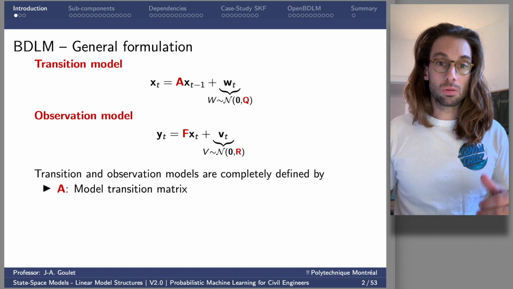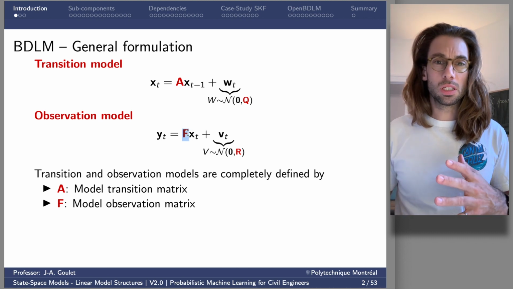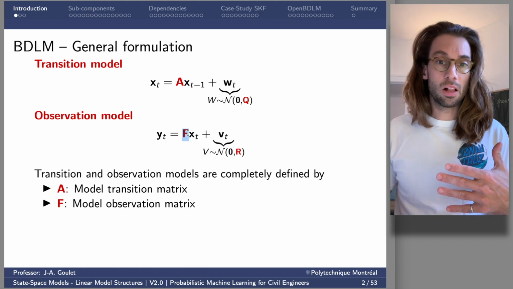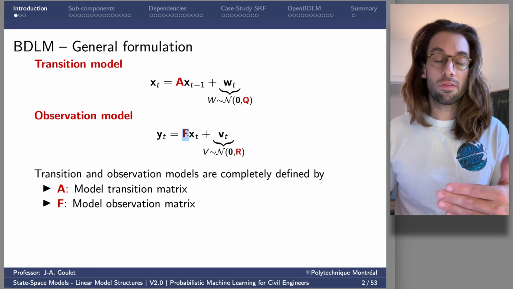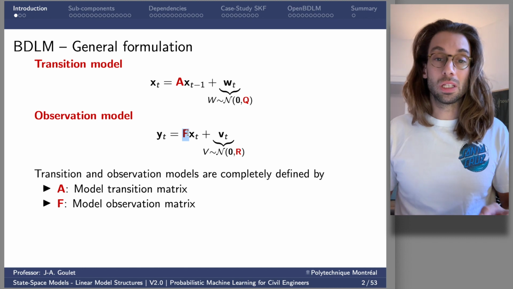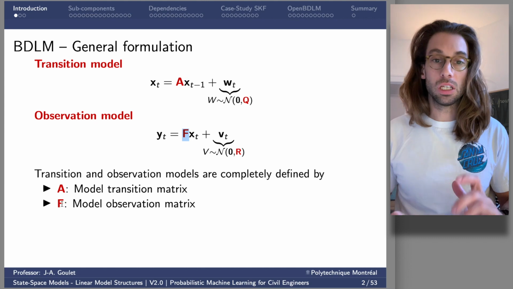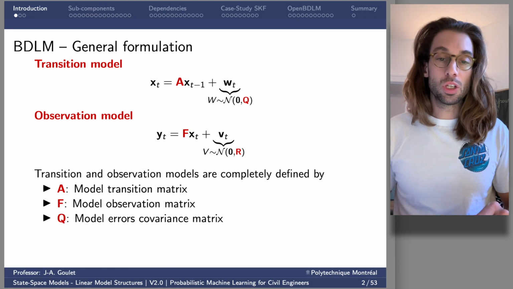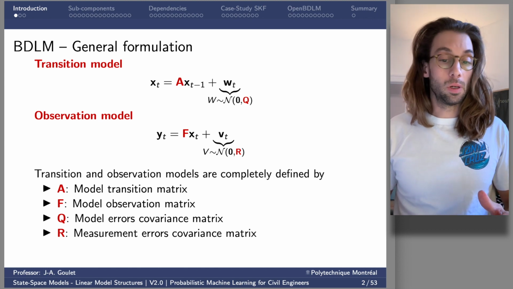So here, if we make a quick recap, A in our transition model is going to be called our transition matrix. F is going to be our observation matrix. Note that in some references, and sometimes even myself, I use F or C for that observation matrix. In this slide, I'm going to use F. In some code such as BDLM, or sometimes even the books from the class, we're going to use it as C. Depending on the references, one or the other is used. So whether you see F or C, it's the same thing. Q is going to be the model error covariance, and R, the measurement error covariance, okay?